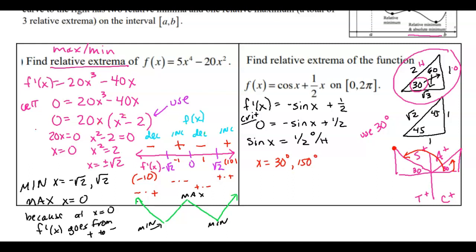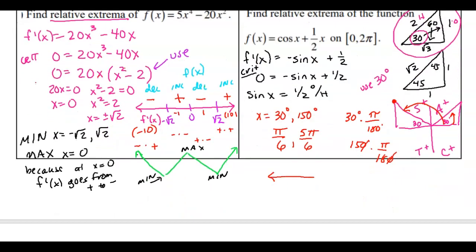Now, all of your answers will be in radians. So to convert, we've got 30 degrees, and we always multiply by pi over 180. So 30 goes into 180 6 times. So this is pi over 6 as radians. Same thing for 150. So I get 150 pi over 180, cross out the zeros, divide by 3, I get 5 pi over 6. So these are my two critical values in radians.